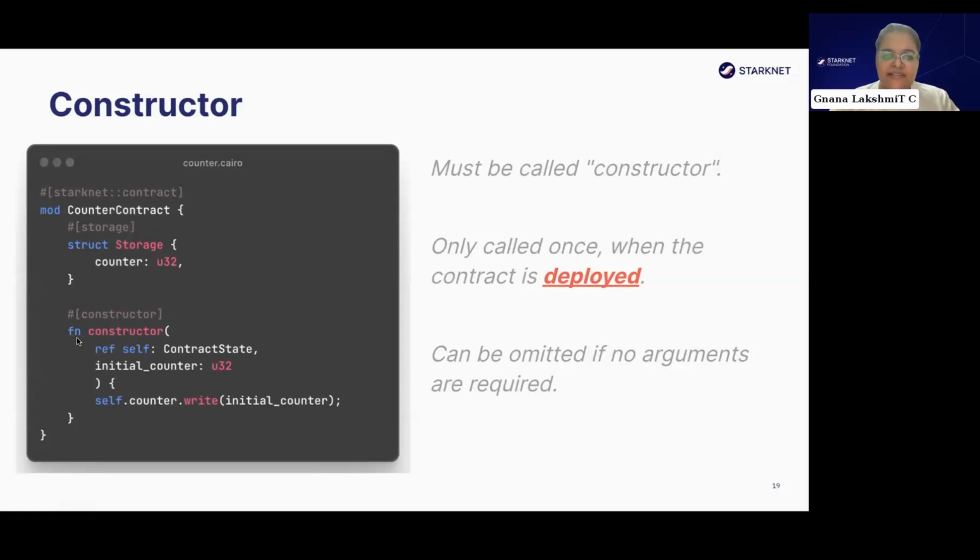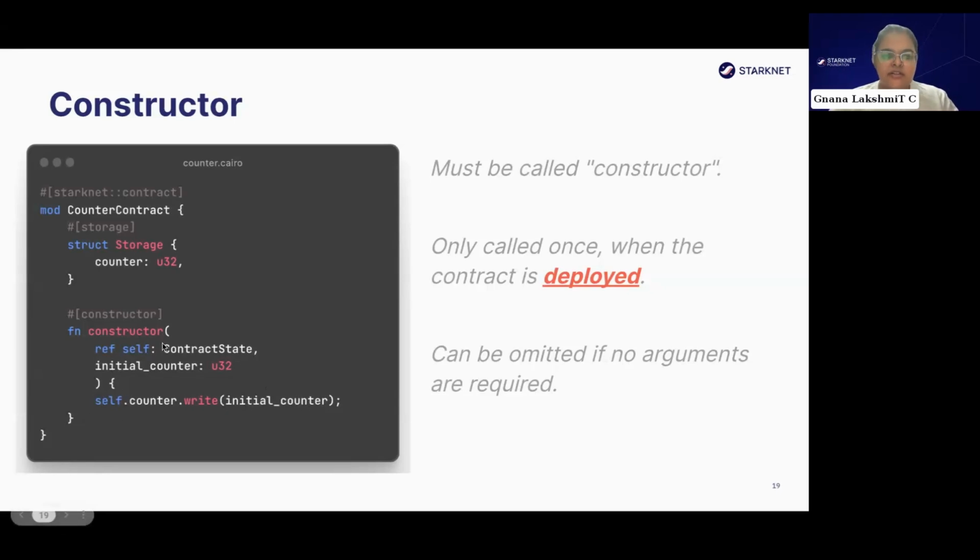The keyword for that is fn. For every function, the keyword is fn. Then it's best practice to name it constructor, right? It must be called constructor. And then you have arguments of the constructor that you see here. One is called ref self, and the type of the argument. The second name of the argument is initial counter, and the type is U32. I'll talk about what this ref self is in a bit. So these are arguments to the constructor.